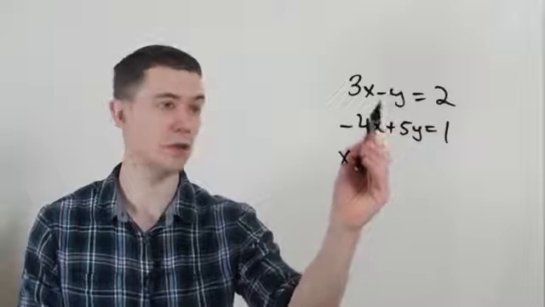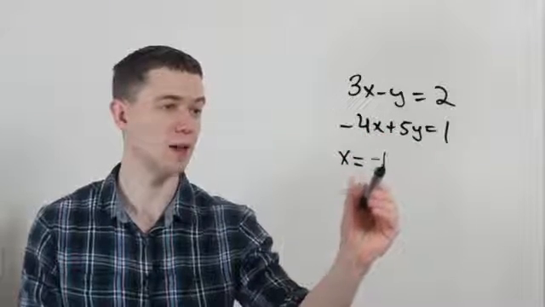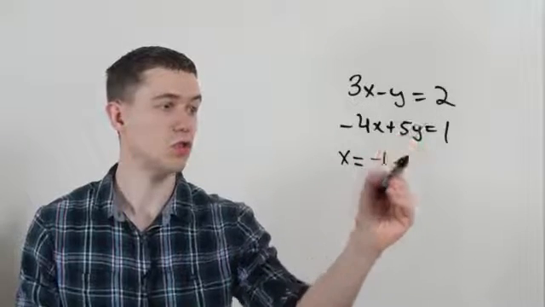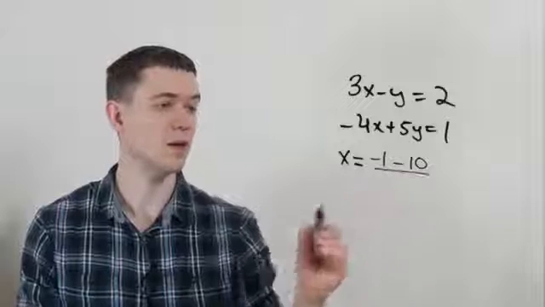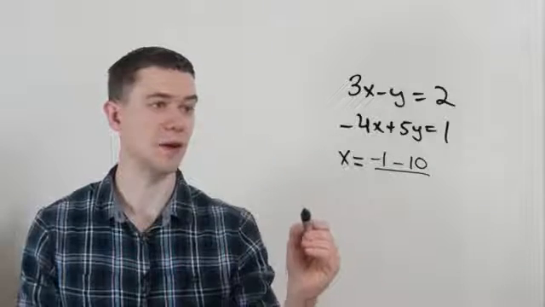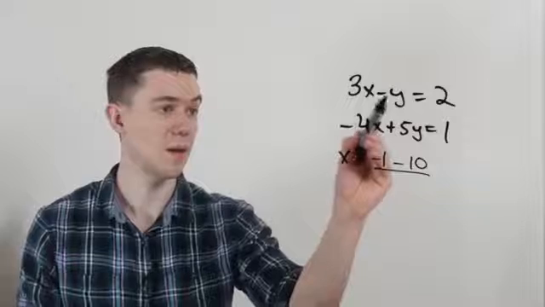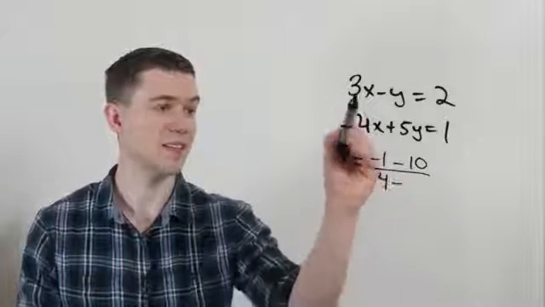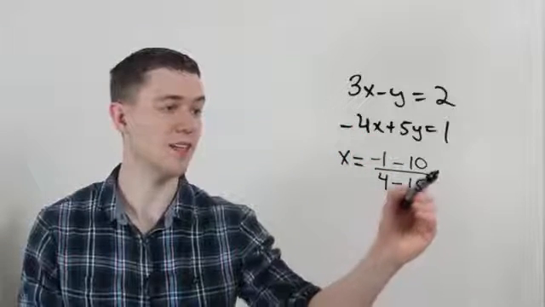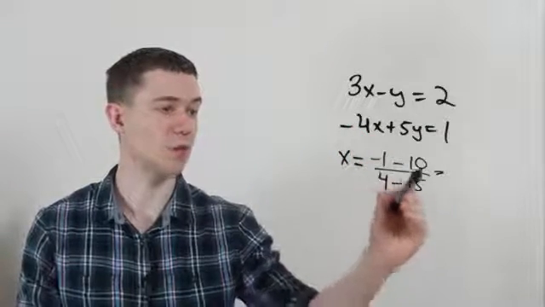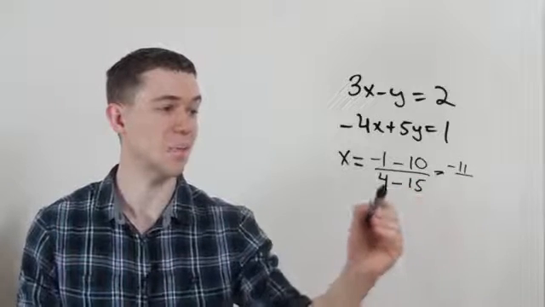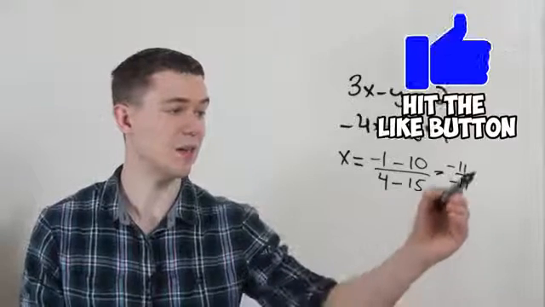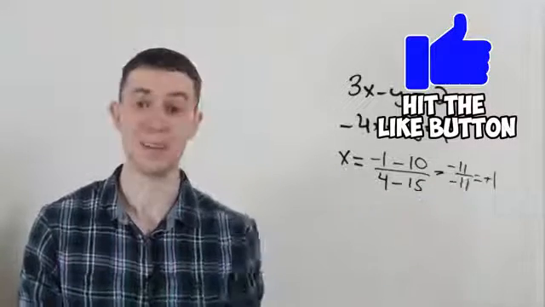the coefficient of y here. Minus 1 times 1 is minus 1, minus 2 times 5 is 10, divided by, and this time we go the diagonals the other way. Minus 1 times minus 4 is 4, minus 3 times 5 is 15. If you simplify this, minus 1 minus 10 is minus 11. 4 minus 15 is minus 11. Something over itself is positive 1.